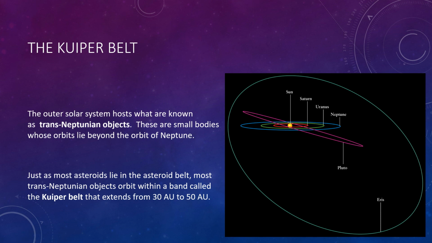Astronomers estimate that there are 35,000 or more such objects with diameters greater than 100 kilometers. If so, the combined mass of all trans-Neptunian objects is comparable to the mass of Jupiter, and is several hundred times greater than the combined mass of all of the asteroids that are found in the inner solar system.